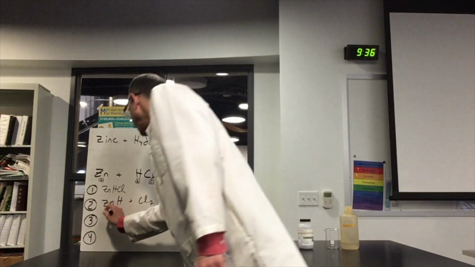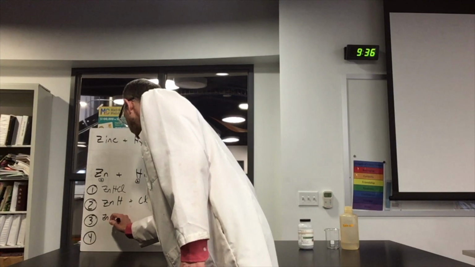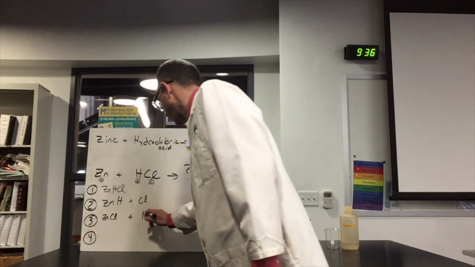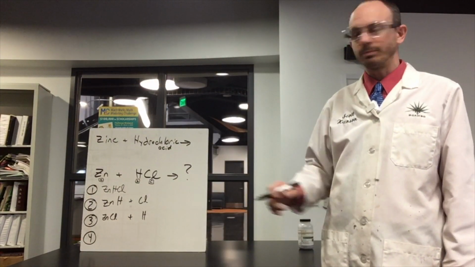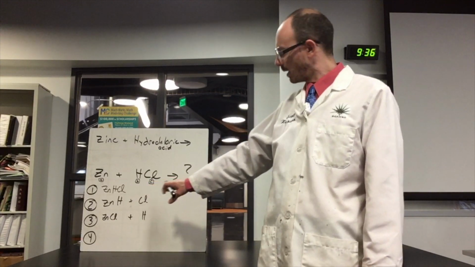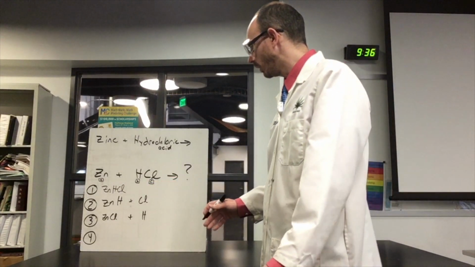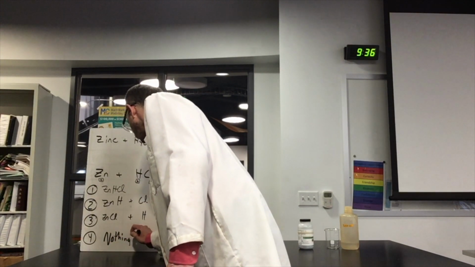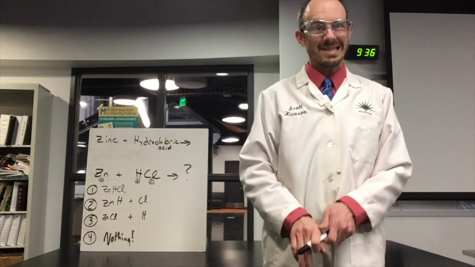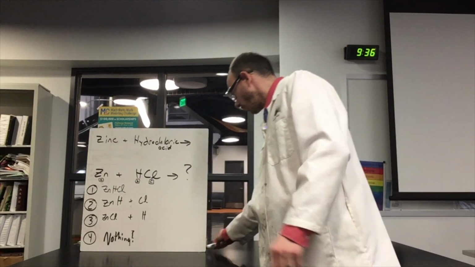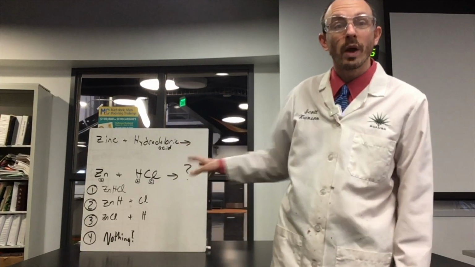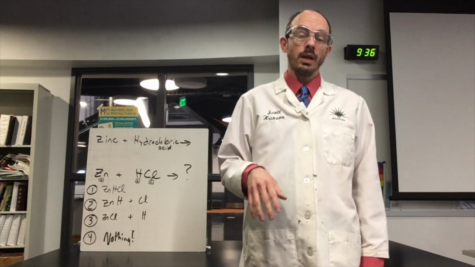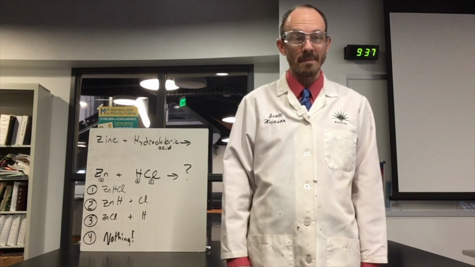Did you get zinc and chlorine together and then H over there? And did you get nothing? Nothing happens. So those are the 4 different options that we can look at when we're mixing these 2 things together. So now we're going to start the lab, and then I'm going to let it react, and then we're going to come back together.